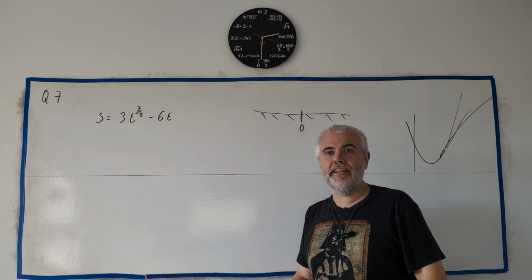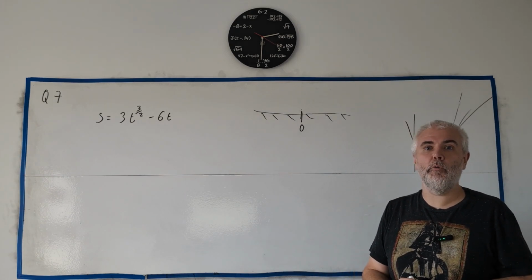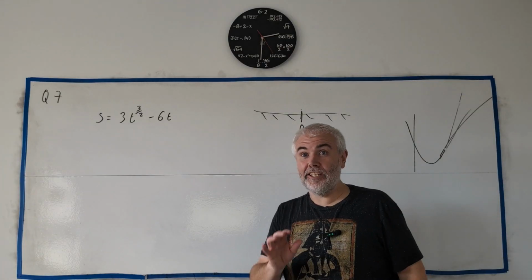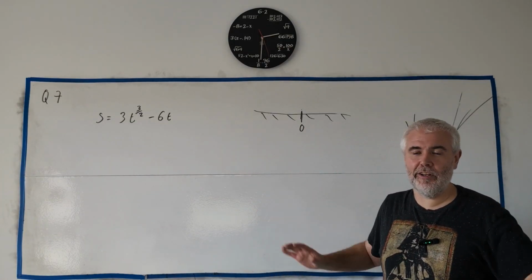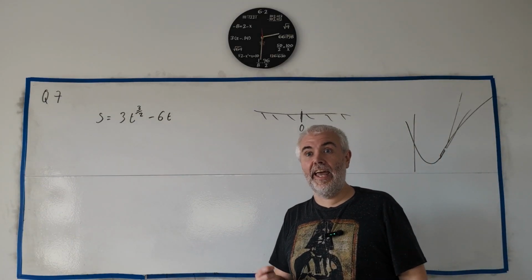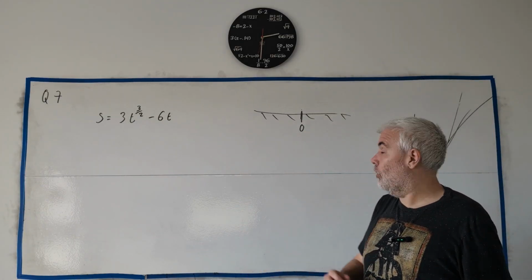Okay, so in part A, they ask you to find the time at which X is instantaneously at rest. That's a good clue because it's quite hard to answer the rest of the question without that. And then it wants you to find the total distance X travels between 0 and 16.